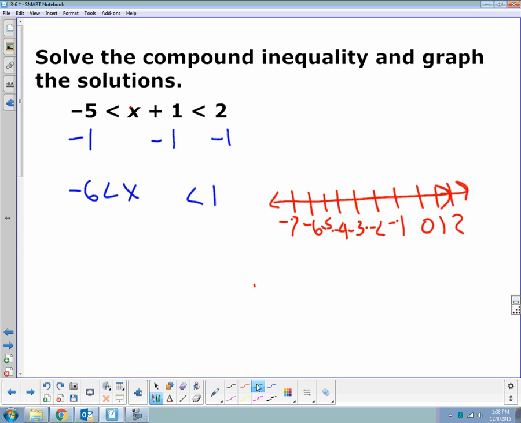I'm going to graph it then. So -6, now you notice we're not including -6. So we have an open circle. We're not including 1, so an open circle, but anything in between would be a possible solution.